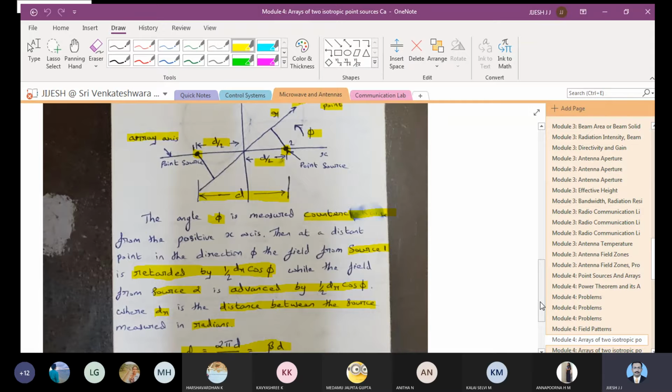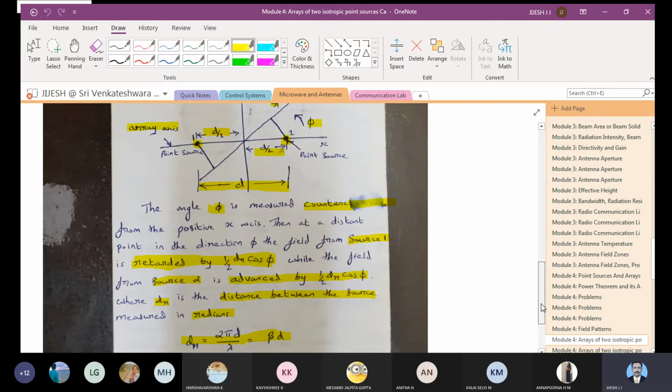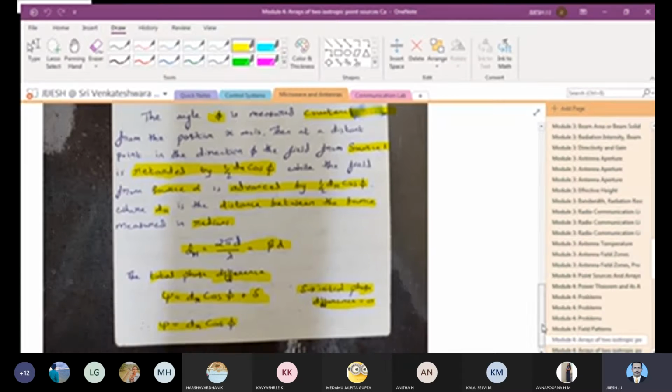So what you can understand here is the distant point in the direction of phi. The field from source 1 is retarded by, so as I have told you, there are source 1 and 2. So the first source, the source 1 is retarded by 1 by 2 d_r cos phi, and the other source is advanced by 1 by 2 d_r cos phi. So what is the equation for d_r? So d_r is the distance between the sources in radians, and it can be also calculated by using the equation 2 pi d by lambda. So d_r can be calculated as 2 pi d by lambda, and it is beta d.